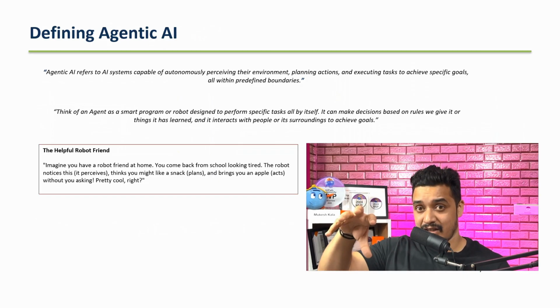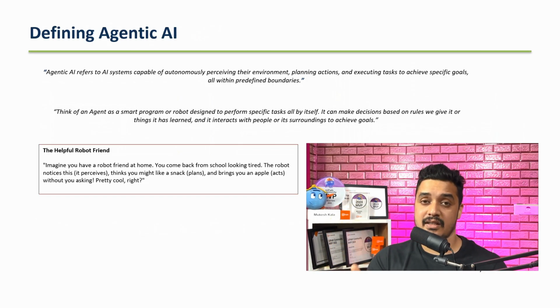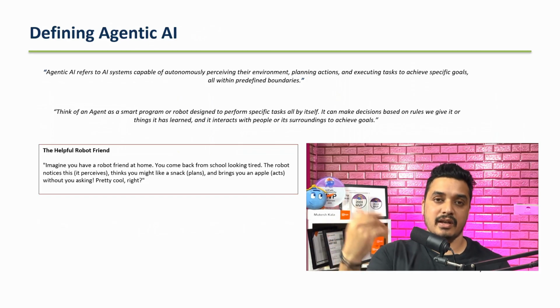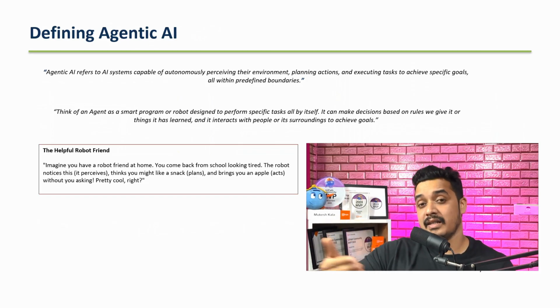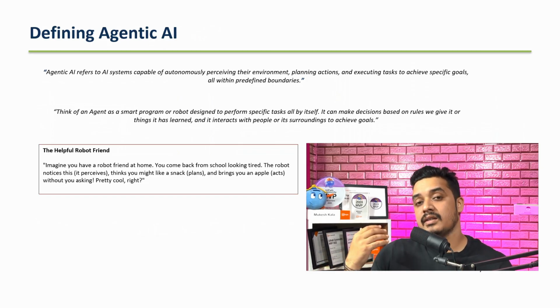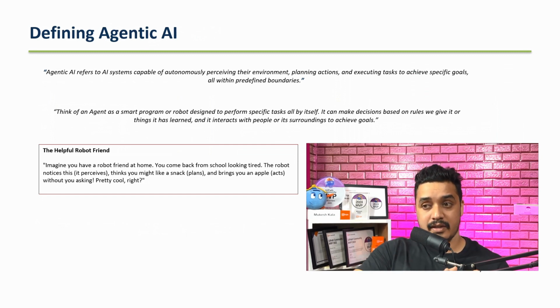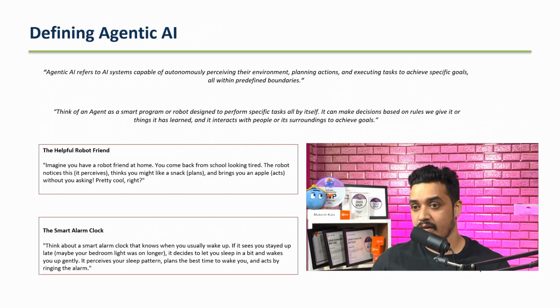You have an agent which was in your home. It understood the situation: my friend, the human, is coming. It understands that it is, let's say, 2 p.m., you are coming from school and you might be hungry, and you always prefer to have an apple. So it perceives, then it plans, and then it acts. Noticing you is the perception. You might like a snack, that is the plan, and bringing an apple is the act. It actually acts.